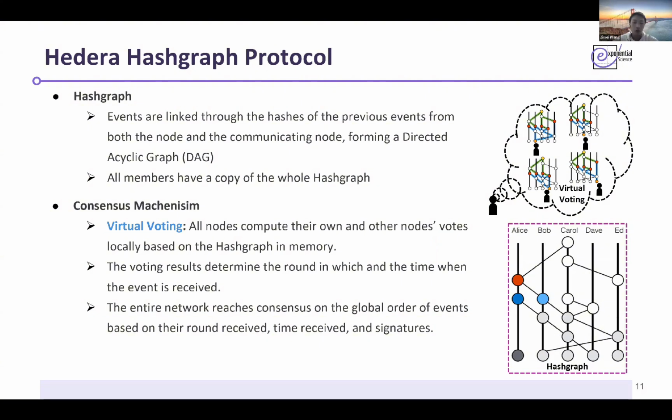Members of the network use the hashgraph to perform a virtual voting process to decide the order of transactions. Since every member has a complete copy of the hashgraph, they can locally calculate the voting results of other members without any further communication. This design gives the protocol excellent scalability and very low latency.